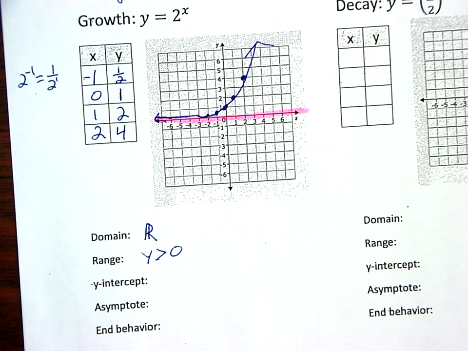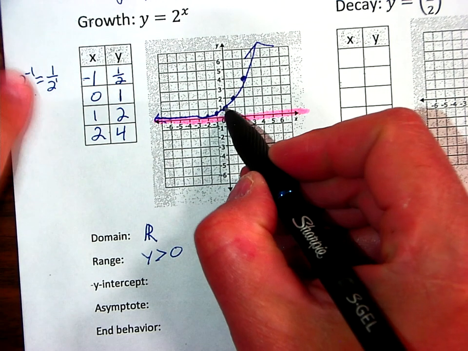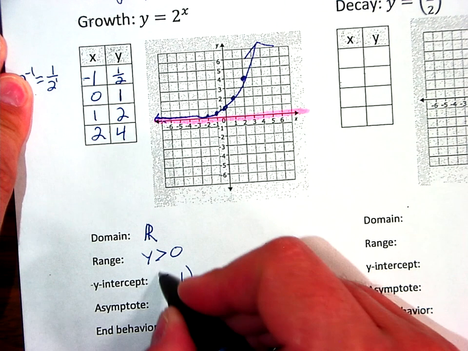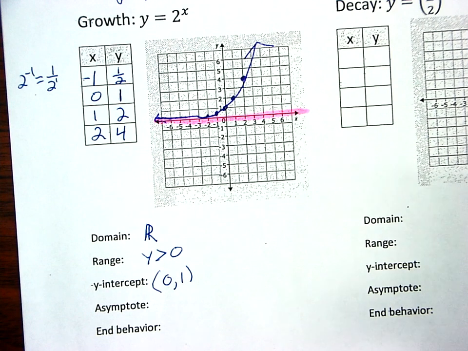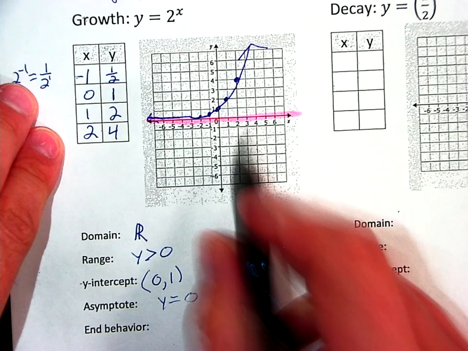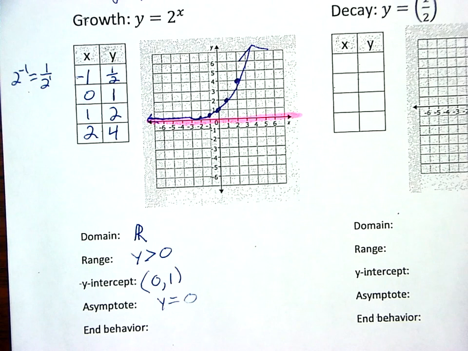Yeah. Y-intercept, where's it crossing the y-axis at? 0, 1. My asymptote is at y equals 0. Well, because we just graphed it and it didn't touch it. In about 10 minutes, Liam, I will explain exactly how we got it.